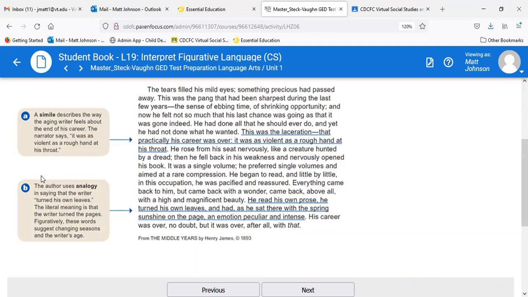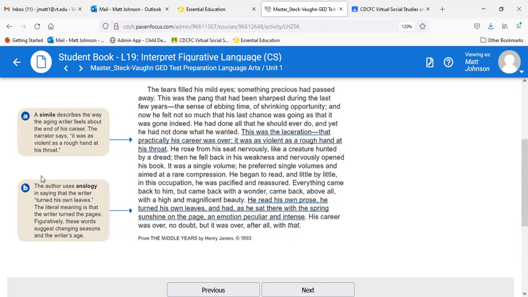He rose from his seat nervously, like a creature hunted by a dread. Then he fell back in his weakness and nervously opened his book. It was a single volume. He preferred single volumes and aimed at a rare compression. He began to read, and little by little in this occupation, he was pacified and reassured. Everything came back to him, but came back with a wonder, came back, above all, with a high and magnificent beauty. He read his own prose, he turned his own leaves, and had, as he sat there with the spring sunshine on the page, an emotion peculiar and intense. His career was over, no doubt, but it was over after all with that.